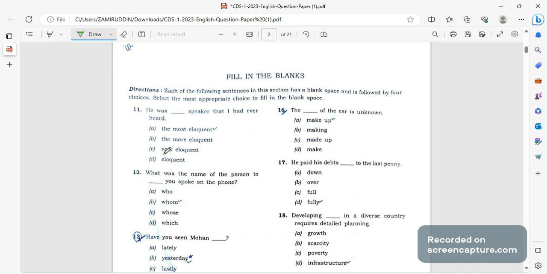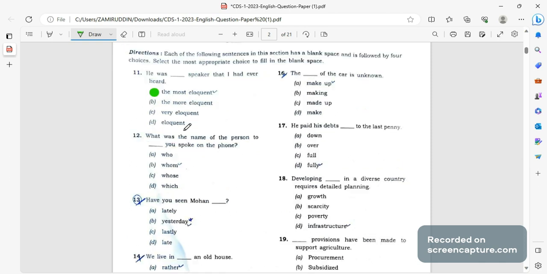So out of the options, we should select the one which is the most extreme in this case. So the most extreme is the most eloquent. More it cannot be. We are comparing with the highest degree. So most will be the correct answer. He was the most eloquent speaker that I had ever heard.